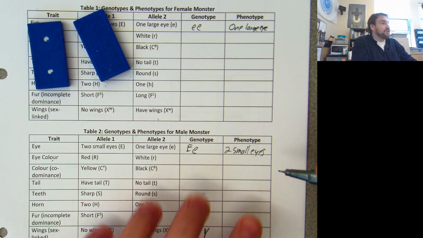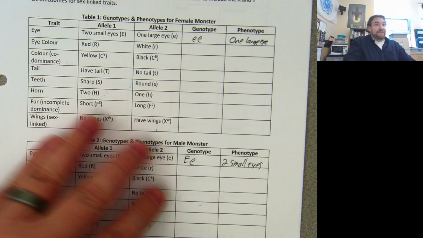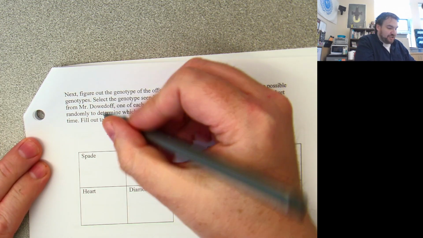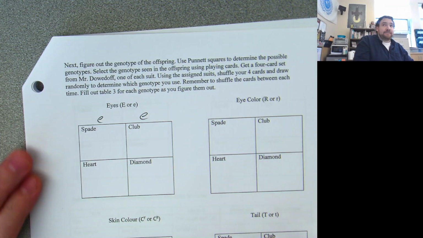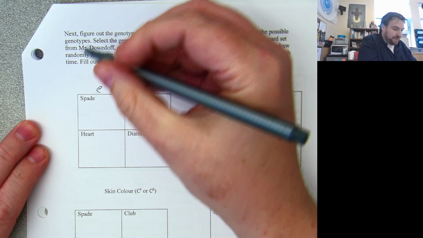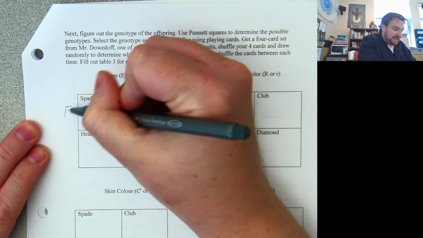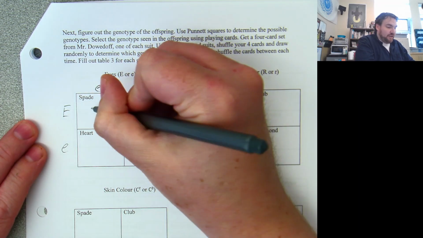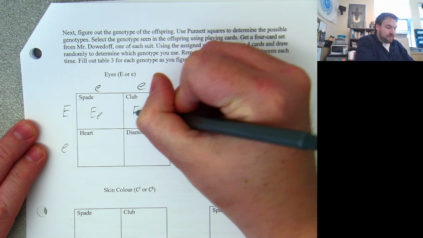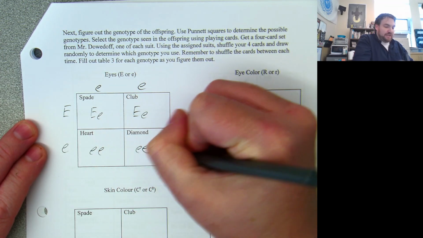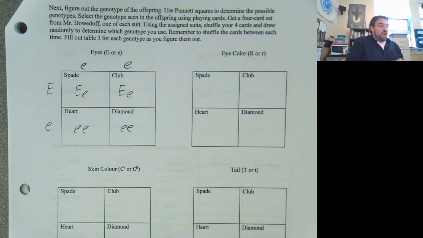And dad is heterozygous for this trait. So now when I flip a head here, and I go to my eyes, the female monster is going to be little e, little e. The male monster is going to be big E, little e. So then all of the possible genotypes are going to be these. These are all of the possible genotypes of the children, and it's going to be 50-50.